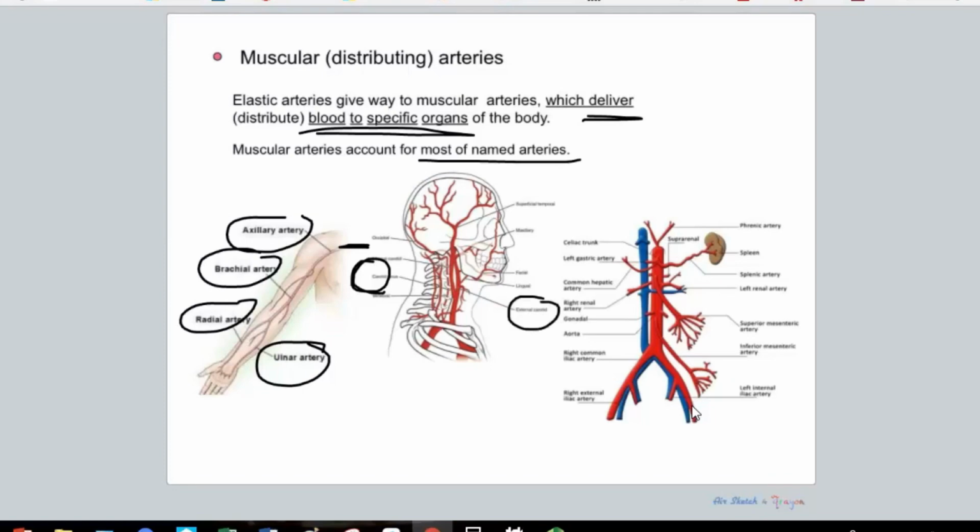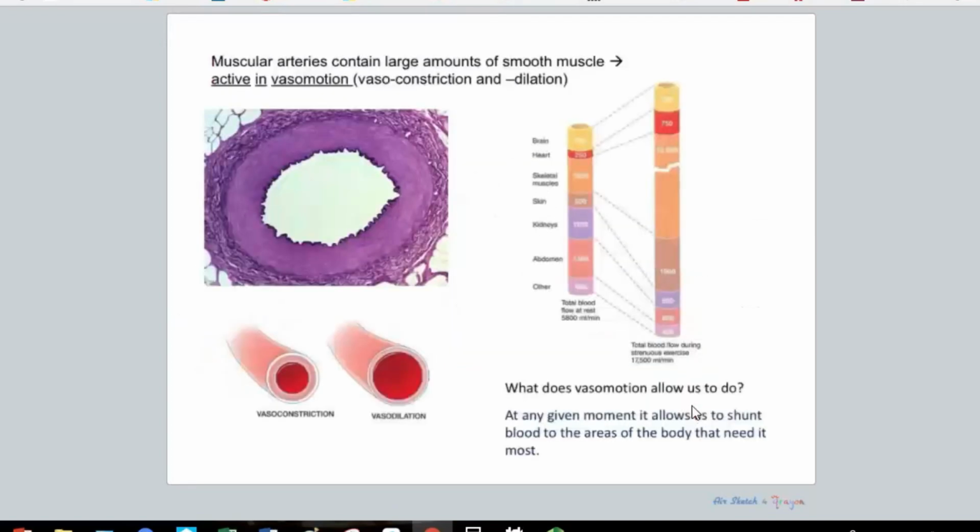Okay, the carotid artery, all these arteries that are taking blood to specific areas of the body, these are all muscular arteries. This is the abdominal aorta. All these branches off the abdominal aorta, these are all muscular arteries here. So muscular arteries contain large amounts of smooth muscle, which means they're active in vasomotion, vasoconstriction and vasodilation. Here's all that smooth muscle in these muscular arteries.